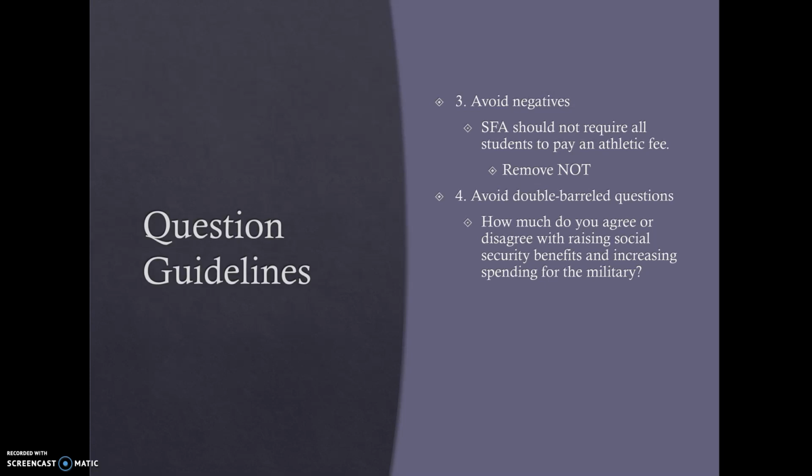People can easily want raising Social Security benefits without wishing for increased spending for the military. So you don't want to put two questions together and force people to either agree with both or disagree with both. So this is what we call a double-barreled question. You should really avoid that. Make sure you only ask one question at a time. Separate them. That will make it clear as well. So you see, actually all those guidelines are the same. Just make your question clear and make sure that people can understand it easily.